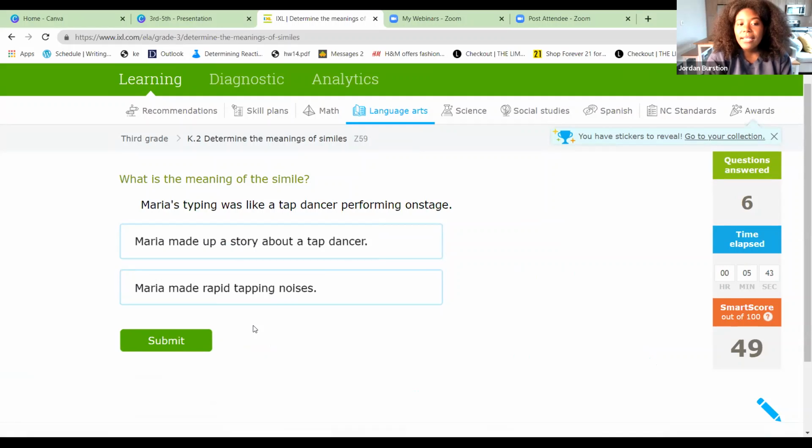Here we're looking at similes, and I'm going to circle the word simile. So a simile compares two different things using the word like. So you'll see the word like, and it compares typing to a tap dancer. Okay, so we need to read this simile and then try and figure out what the author means by that sentence. So take a moment to read the sentence and then pick what you think the author meant by it.